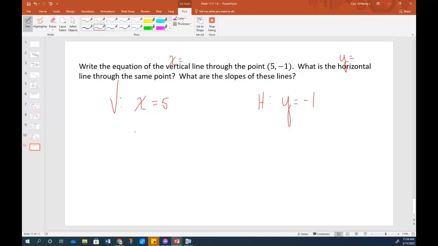And one more time, what are the slopes to those lines? Vertical lines, the slope does not exist. Undefined, a lot of things say. No slope. Horizontal lines, the slope is 0.